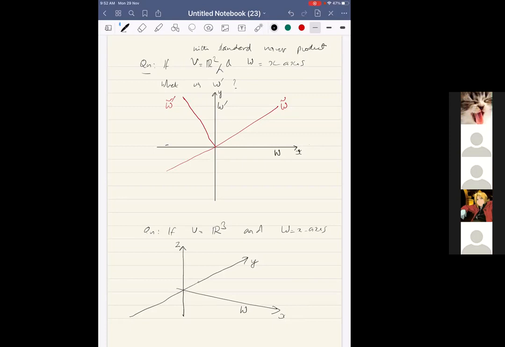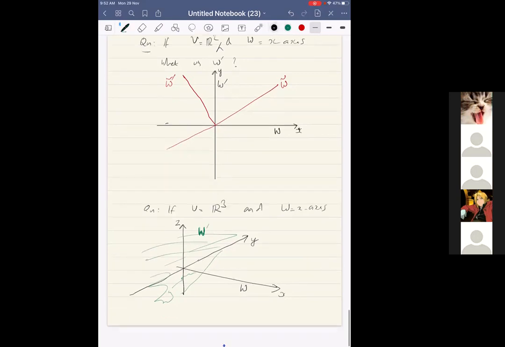So now take V to be R3 with the standard inner product, and take W to be the x-axis. What is W prime? The YZ plane. It's the YZ plane. So it is all these vectors. Very good.